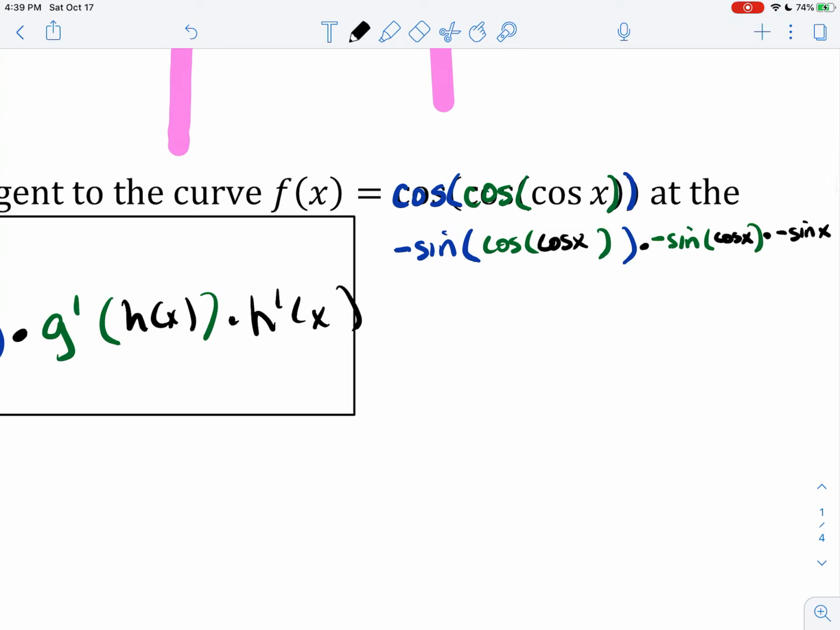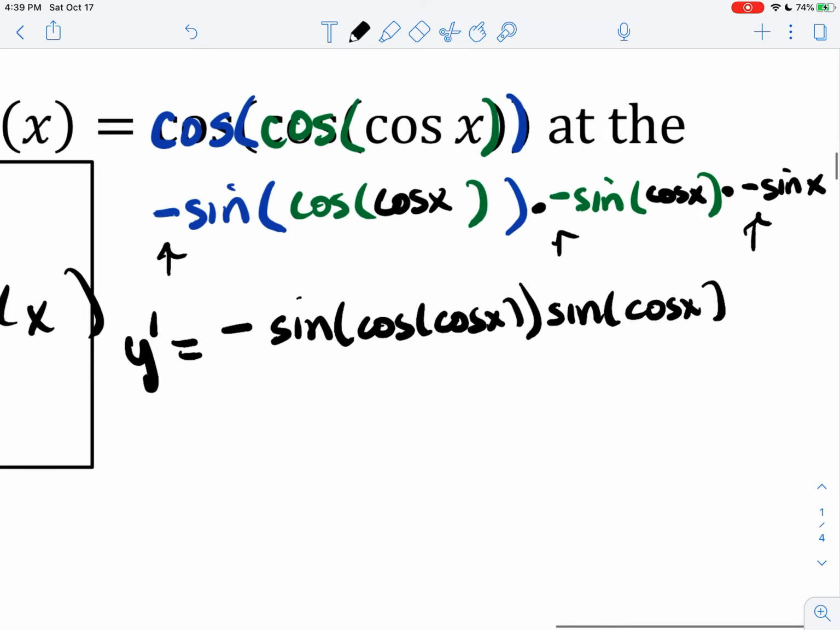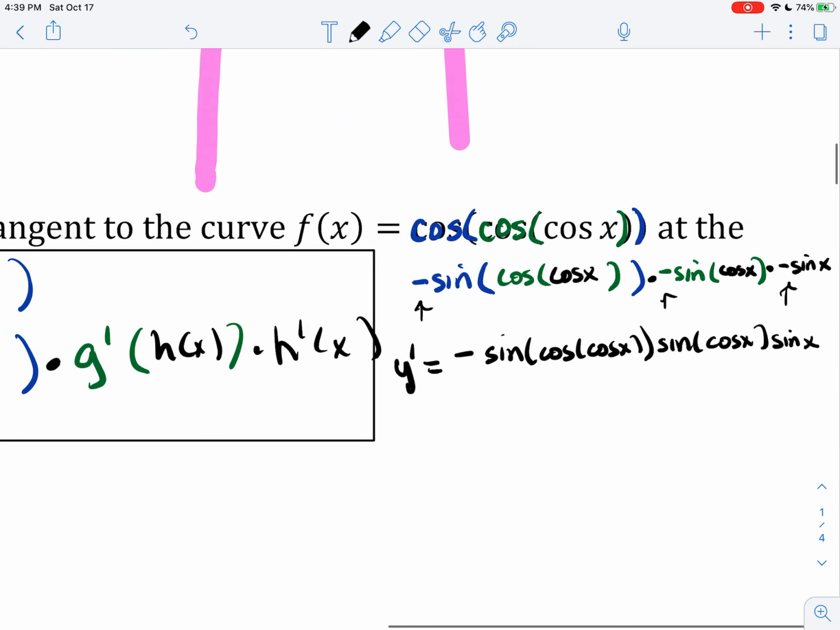Okay. I'm going to clean things up. I've got 1 minus, 2 minus, 3 minus, so this is going to be my y prime here, or f prime, is going to be a negative sine of cosine x times sine of cosine x times sine x. Good. And that's going to be our slope function.